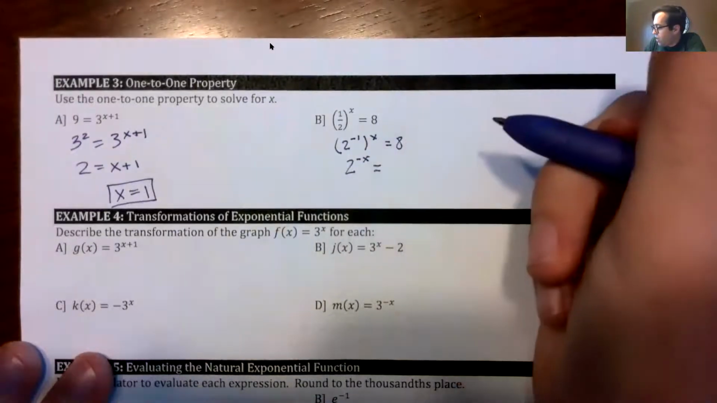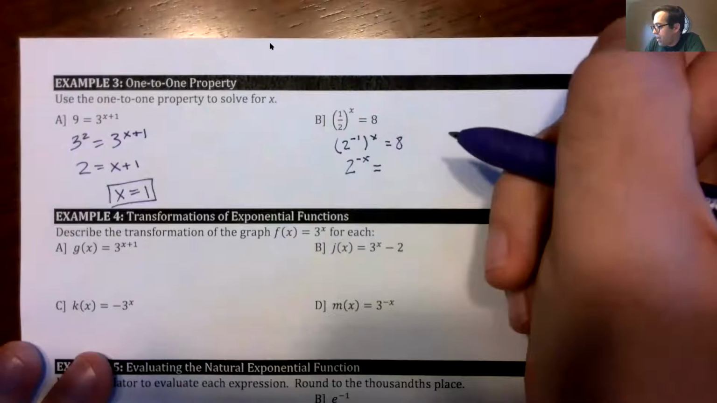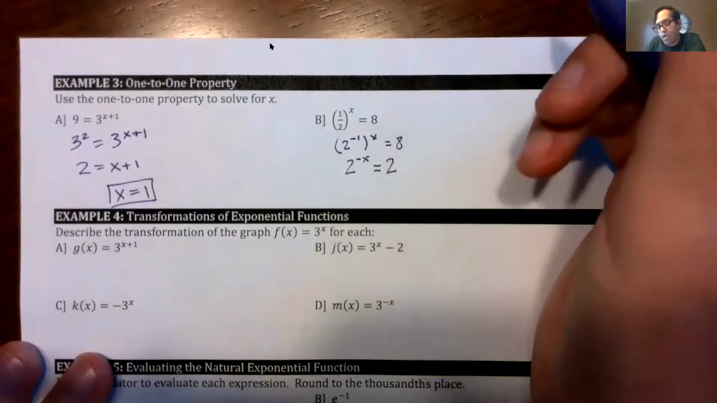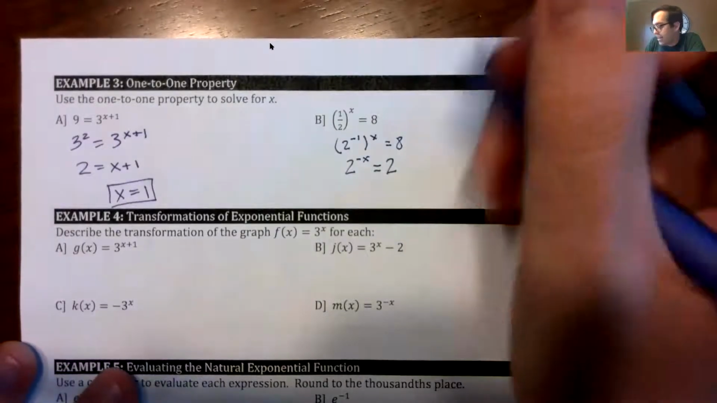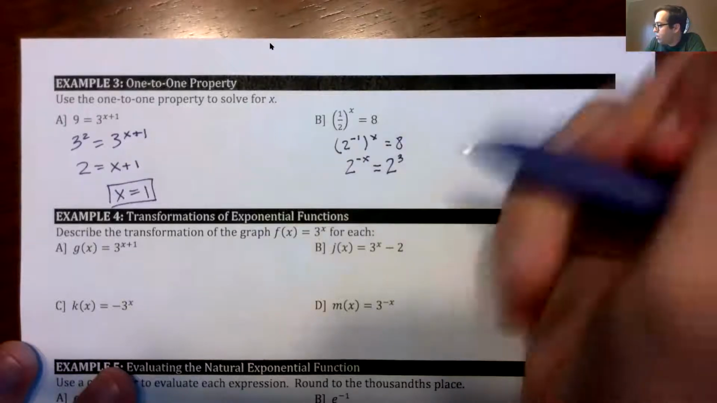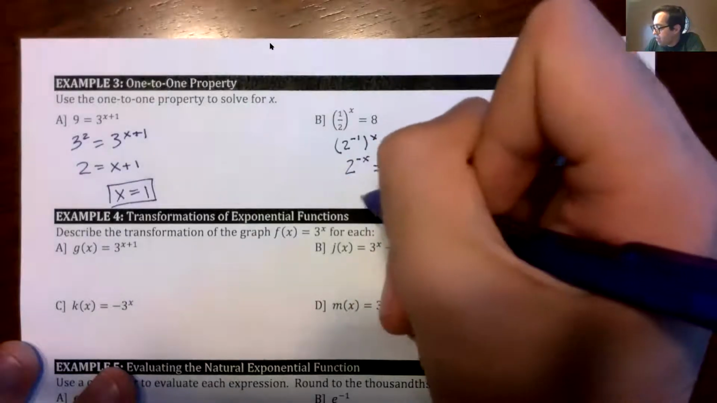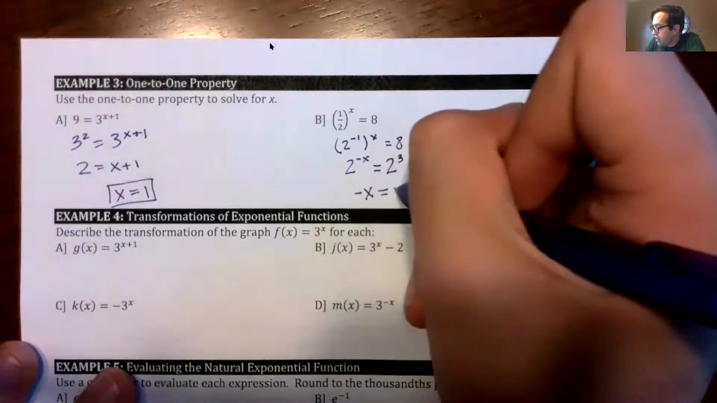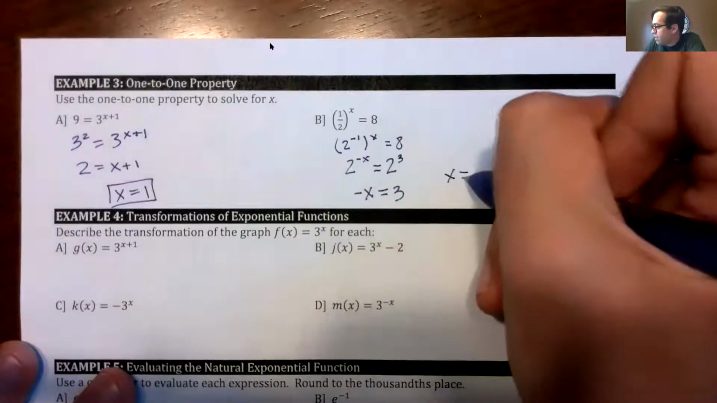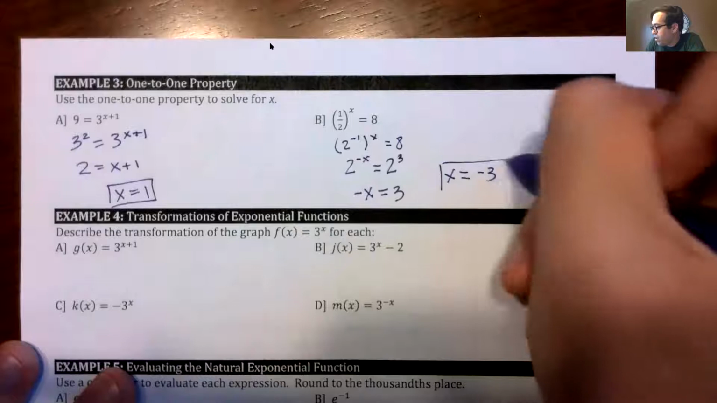And on the other side, I want this 8 to be a base of 2. And if I do 2 times 2 times 2, I get 8. So I'm going to write this as 2 cubed. And now if I can cancel out the bases, I get negative x equals 3. So x has to be negative 3.